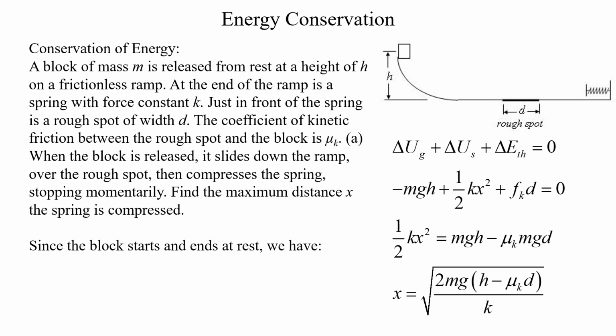So we solve for x, so I have 1/2 kx squared equals mgh minus mu mgd, and then x equals the square root of 2mg times the quantity h minus mu d, and then all that over k. Okay, so we've got the answer. So given the mass, the height, the coefficient of friction, the distance, and the spring constant, we've got the value for x.